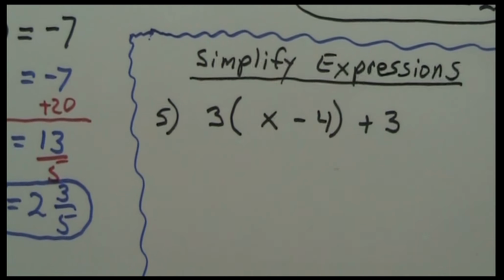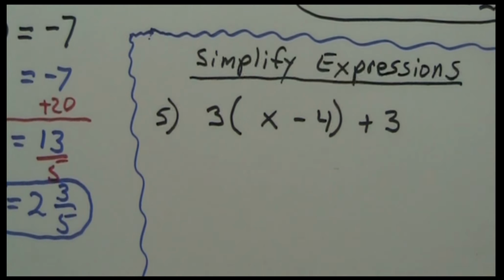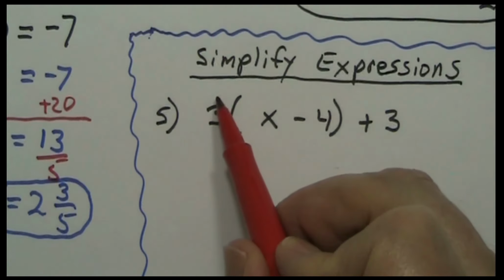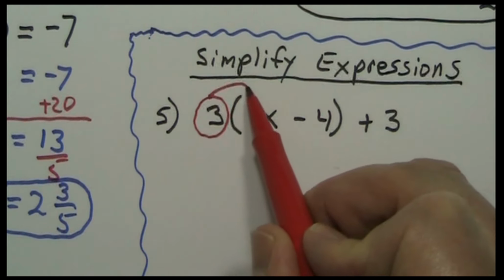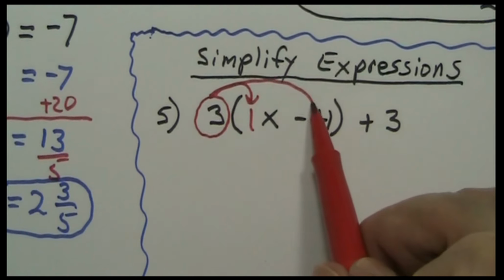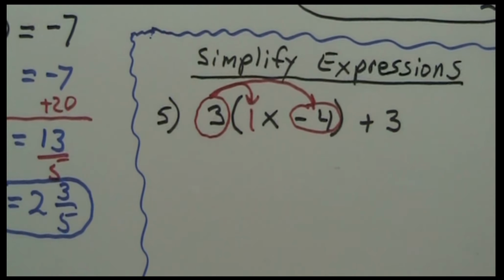Now there's nothing to solve. We're not trying to figure out what x is. We're just trying to simplify this, make it look a little simpler. And to do that, we need to do distributive property. This times, that's the invisible 1, and this times the outside times -4.